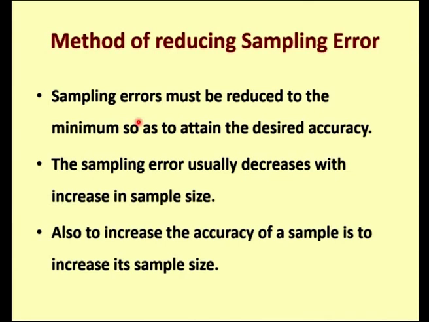We have some methods of reducing sampling error. We know it should be minimized, it cannot be eliminated or eradicated, because taking a sample from the population will definitely produce some error. So, we have to minimize the error so as to attain the desired accuracy. This can usually be done by increasing the sample size. The sampling error usually decreases with an increase in sample size. So, an increase in sample size also increases the accuracy of the sample.